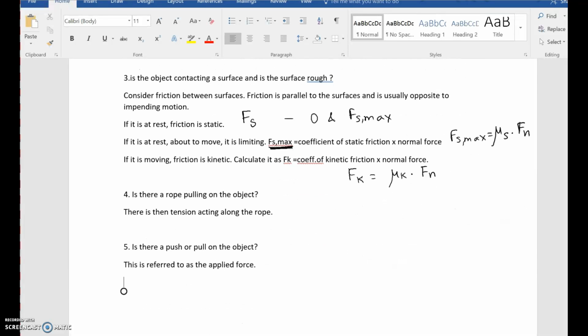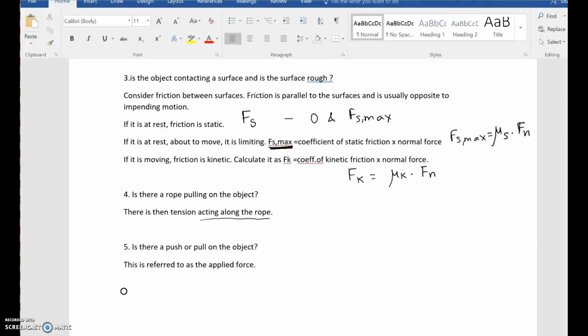Then, are there any ropes or cables involved? If there is a rope or a cable that is pulling on the object, then there is the force called tension that acts along the cable. So tension always acts along the rope. Then, is there a push or pull on the object? Is someone pushing it or pulling it? Then this force can be referred to as the applied force, and you represent it appropriately in the suitable direction.